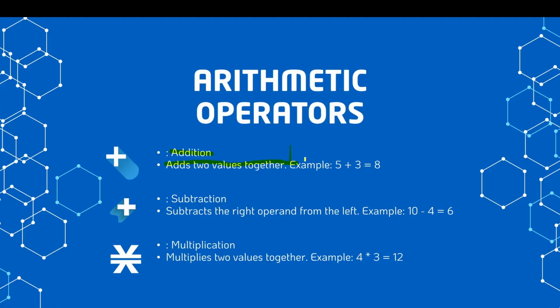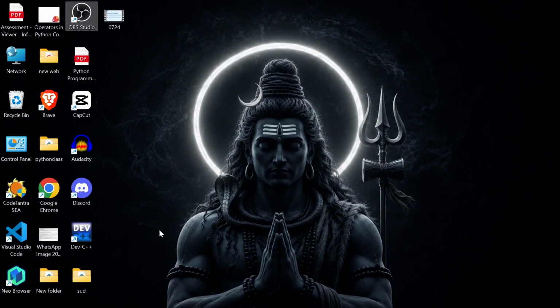As you can see here, 5 plus 3 is equal to 8. We know very well that in addition, we don't have to do so many things. We just have to do the sum of two numbers and we are going to get the answer. The same thing is going to happen in the addition operator in Python. I'm going to show some examples related to this operator.